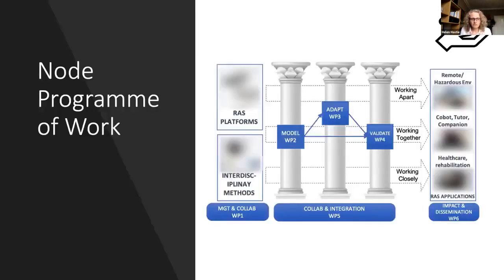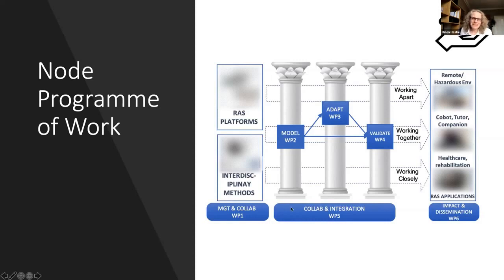So our program of work is focused around these three areas. We've got three work packages: model, adapt, and validate. And we have a wide range of platforms that we're going to be looking at. And the applications are going to be cross-sector. So we've defined these applications in terms of proximity to the user. So for remote hazardous, we want the operator to be far from the actual robot. And then getting closer together, working together: cobots, tutors, companions, and then even more closely, we're looking at healthcare, assisted living, rehabilitation, and these types of things. So it's quite an ambitious project.